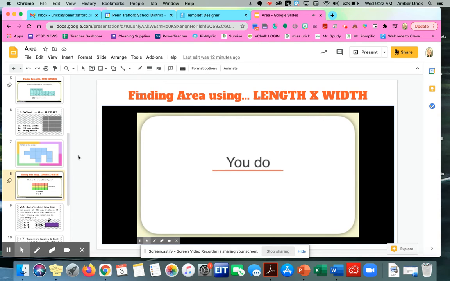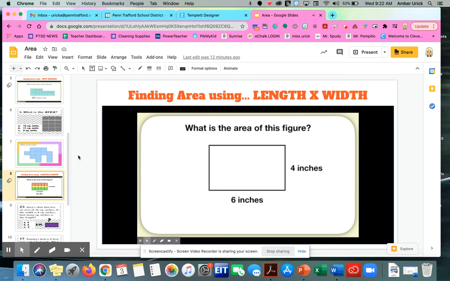Now it's time for you to practice on your own. What is the area of this figure? This is a rectangle, so we can just multiply the side lengths. 6 times 4 gives us an area of 24 square inches.